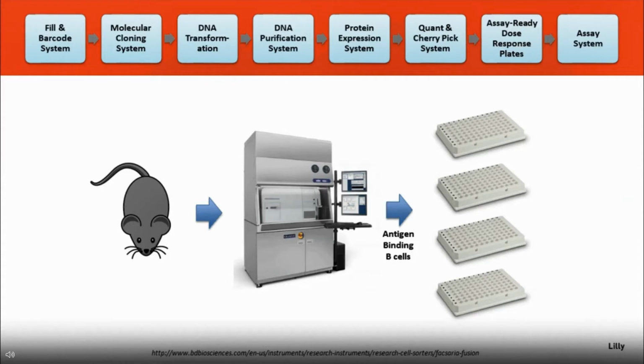So our process, this particular process, starts with the immunization-based strategy, as I mentioned. So that could start with mice or a variety of different host organisms or host species. In this example, we're using a mouse model, and so we would immunize that mouse with the antigen of interest. And then once we have sufficient serum titer, we would isolate the B cells and use a cell sorter to dispense antigen binding B cells into 96 well plates.